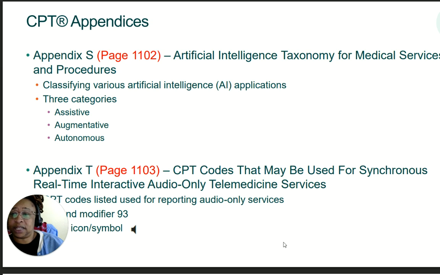Appendix X is for the artificial intelligence taxonomy for medical services and procedures. And Appendix T is for CPT codes that may be used for real-time interactive audio-only telemedicine services. This is that 93 modifier that can be used for only audio use if the virtual video is not working and we're using a phone for the actual visit and/or consultation.